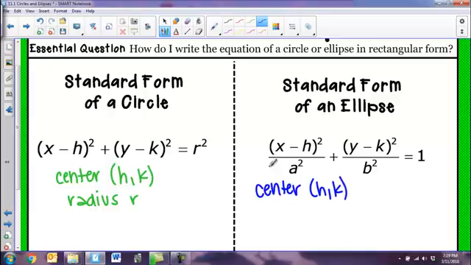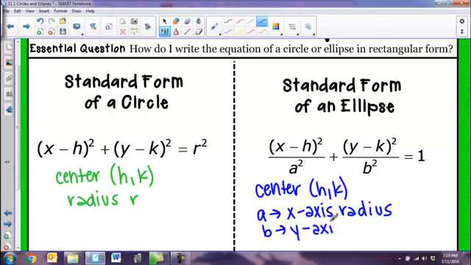But the thing that changes about the ellipse is, remember, it's like a squished circle. And so your a value is going to tell you your x-axis radius. So basically it's telling you along your x-axis how far out to go. Whereas b is going to tell you the y-axis radius. So calling it a radius is a little bit tricky there, but I'm just thinking about, that's how far I go out on the x-axis, that's how far I go out on the y-axis. And so these are your standard forms of these types of equations.